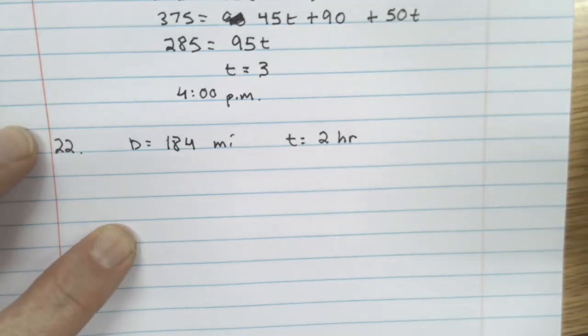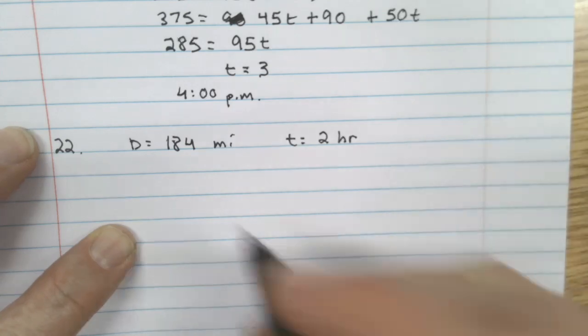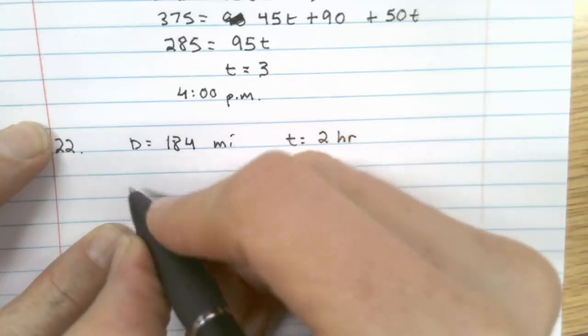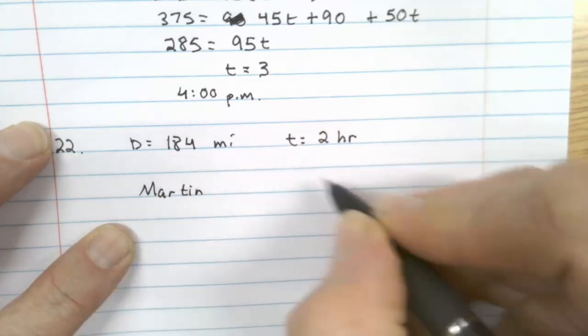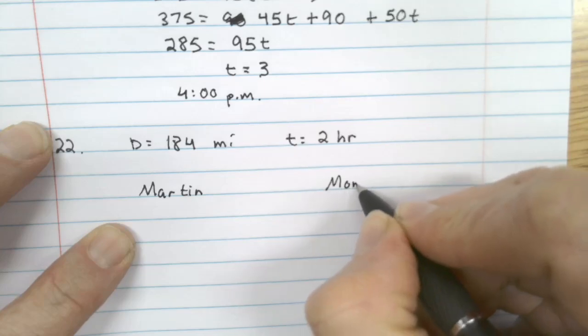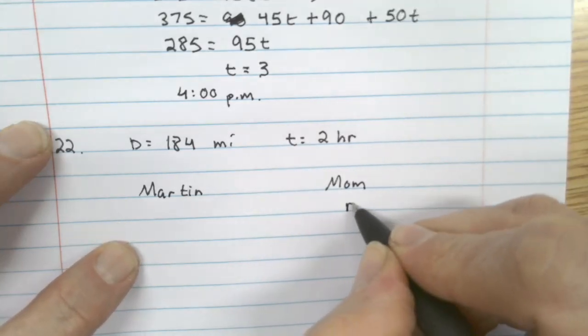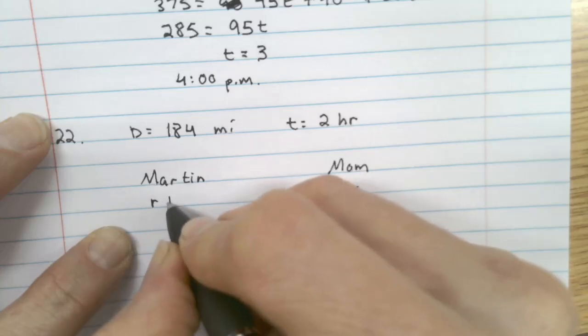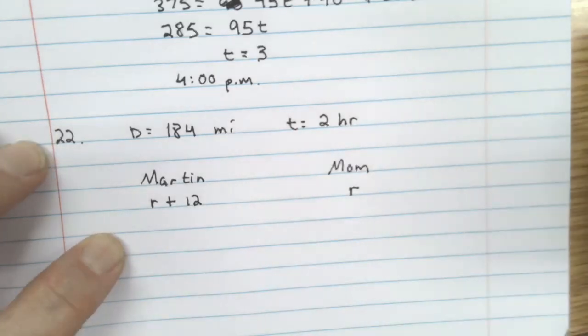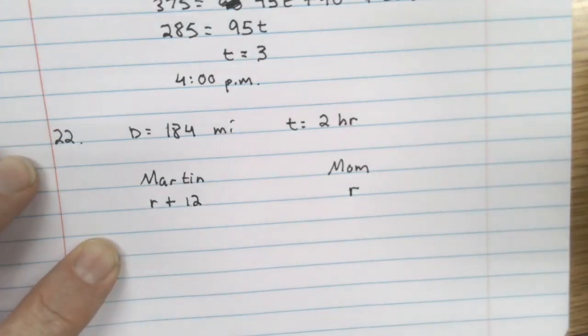All right. Martin travels 12 miles per hour faster than his mother. So I have Martin and mother. That's M and M. So we'll put Martin. I'll spell his name Martin. And mom. And we know whatever mom's rate is, Martin's is going to be that plus 12. All right, so let's figure out how fast they're going.